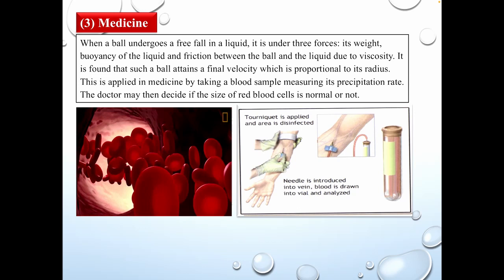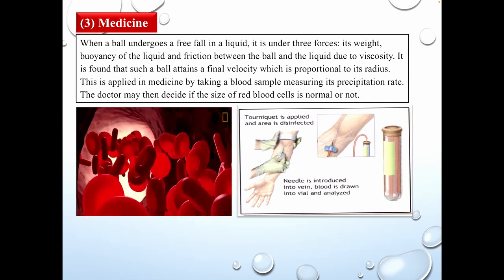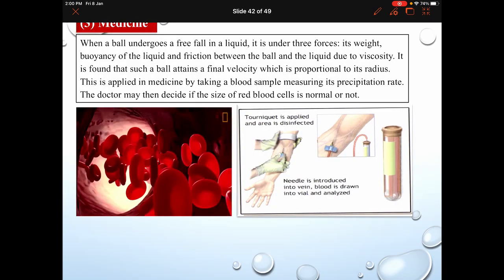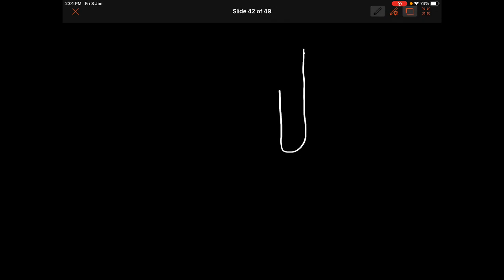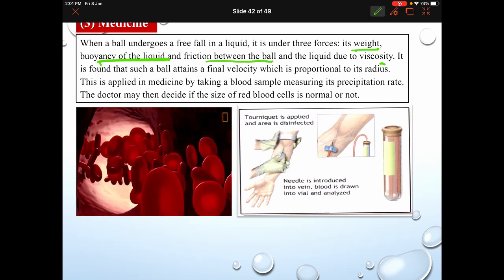Three, medicine. When a ball undergoes free fall in a liquid, it is under three forces: its weight, the buoyancy of the liquid, and the friction between the ball and the liquid. To understand this, if I have blood in a test tube, what about the red blood cells? Red blood cells, when they move, are affected by three forces. The first force is the weight downward, and another force is called the buoyancy of the liquid. We have weight, buoyancy of the liquid, and the friction between the ball and the liquid due to viscosity.